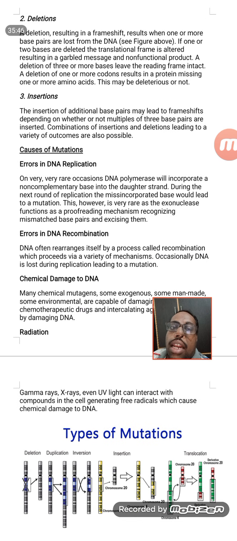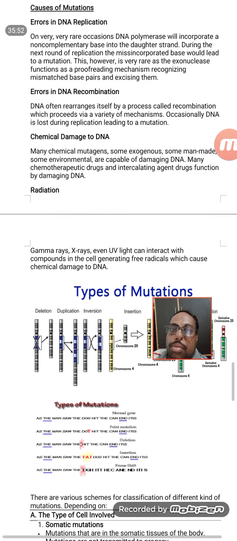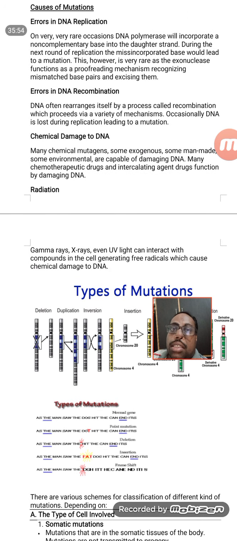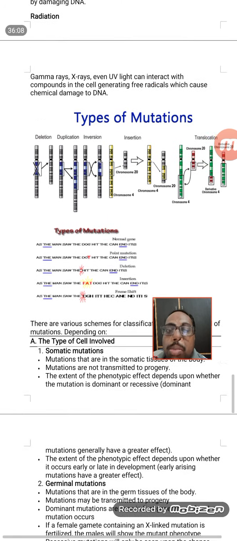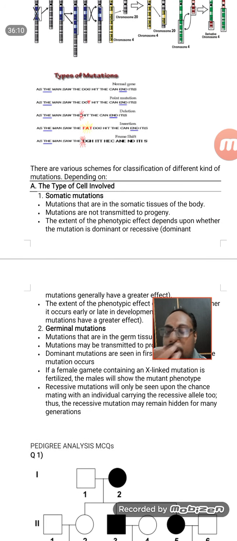Error in DNA recombination, that means when crossing over is taking place. Then chemical damage by taking some highly chemical drugs, and by exposure to some radiations. In all these ways, this particular mutation is possible. So whatever is given, there are some types of mutations that can take place.